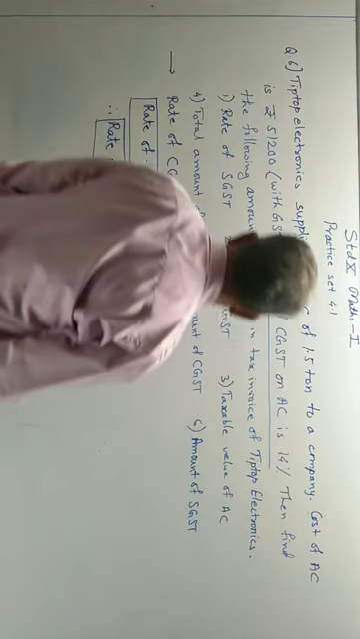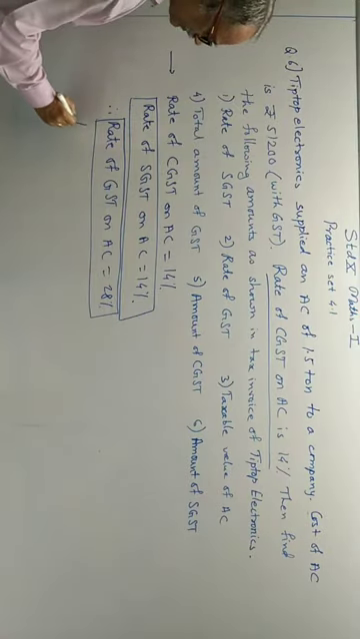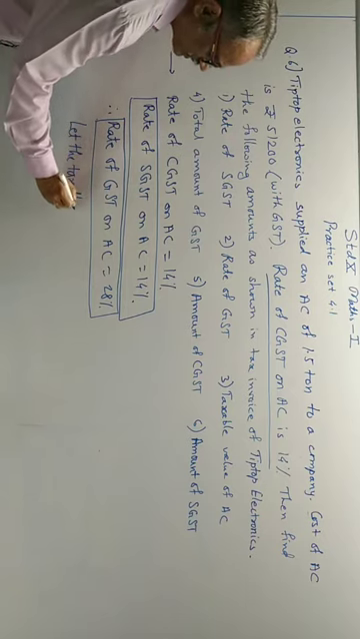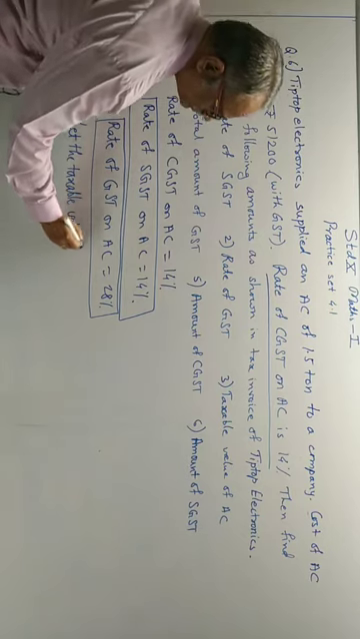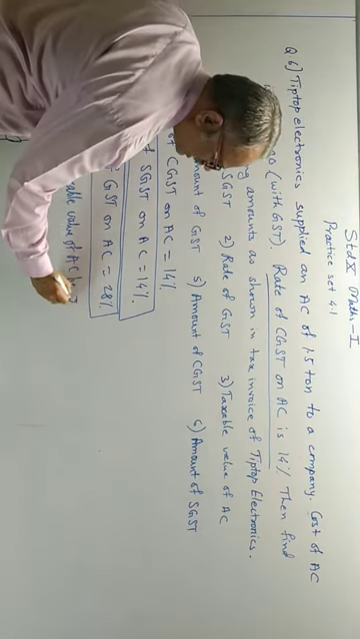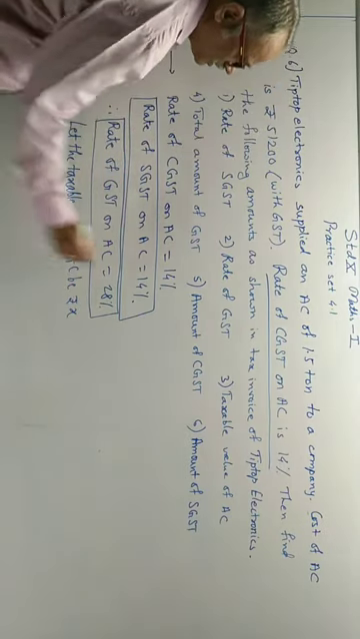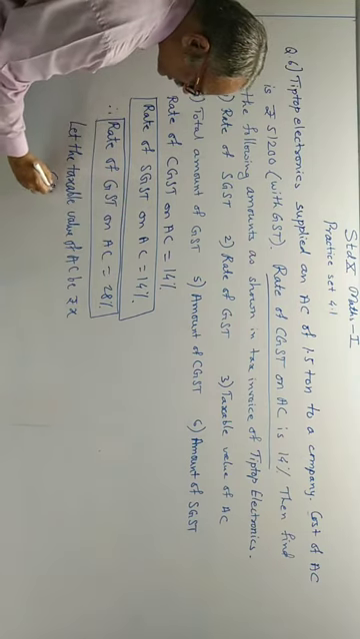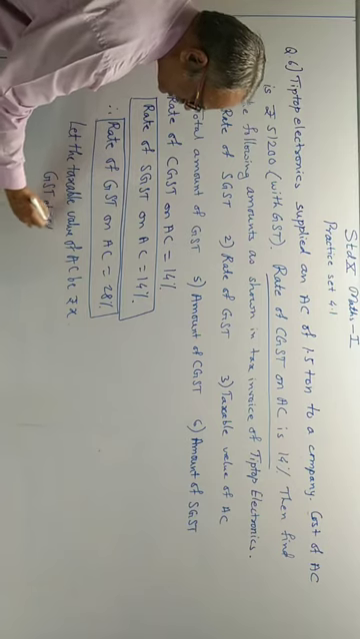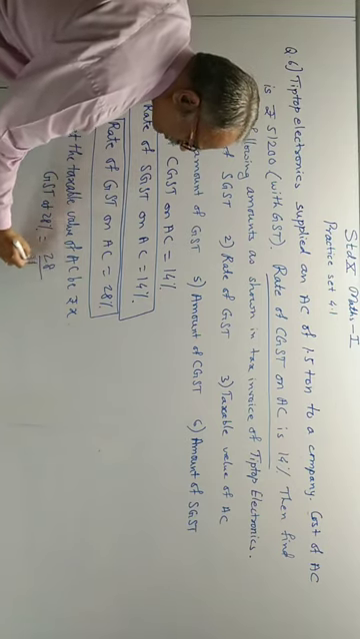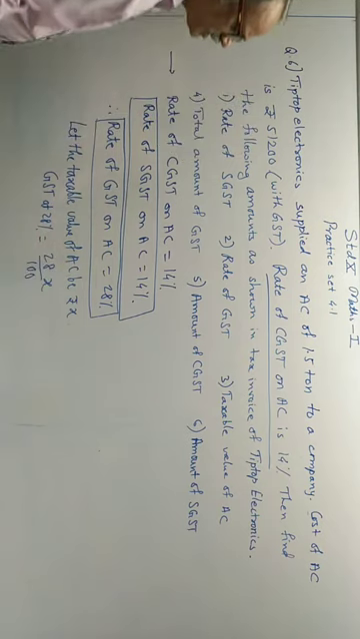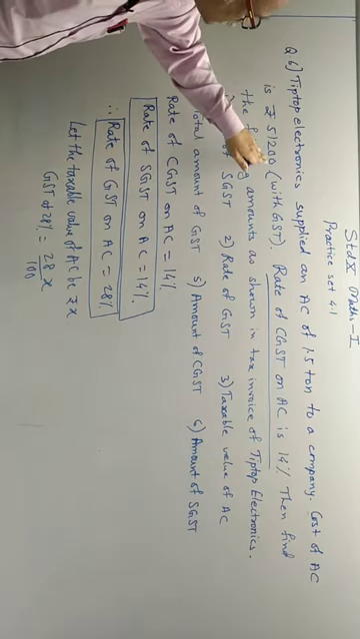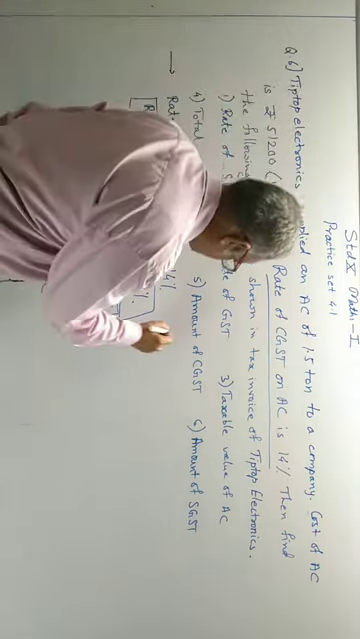Third, find the taxable value. Let the taxable value be rupees X. Taxable value of AC be rupees X. GST on it. What is total GST rate? 28%. GST at 28% equal to 28 upon 100 into X, that is 28X upon 100. And taxable value and GST together is total value. From that we will get X answer.